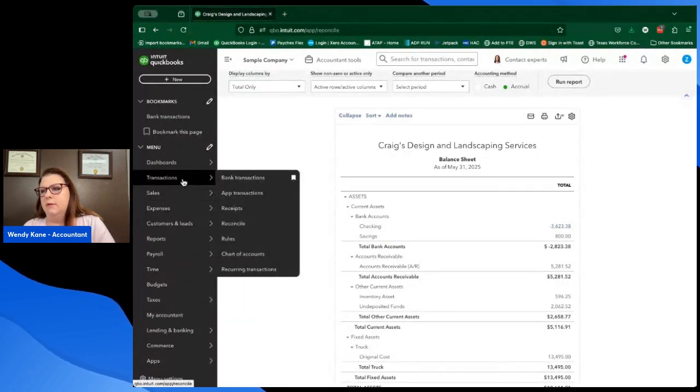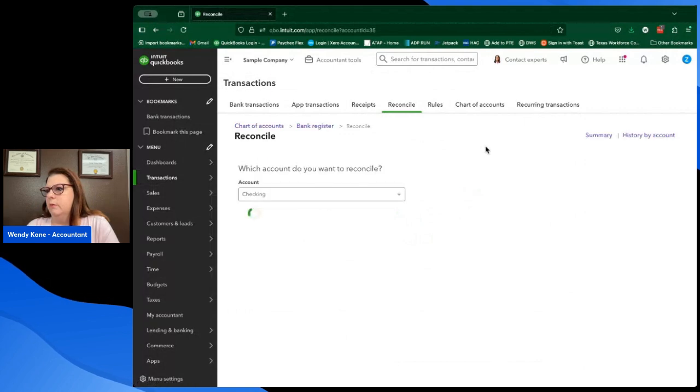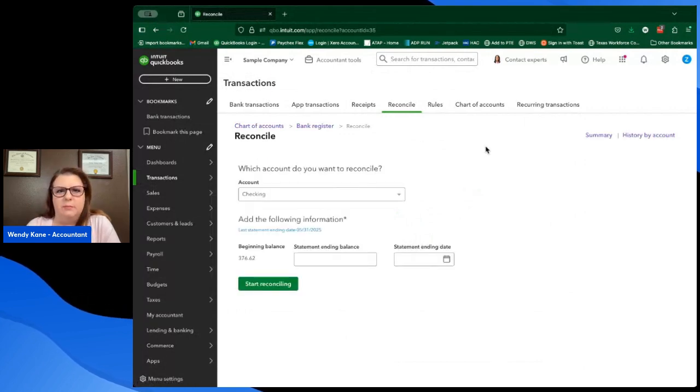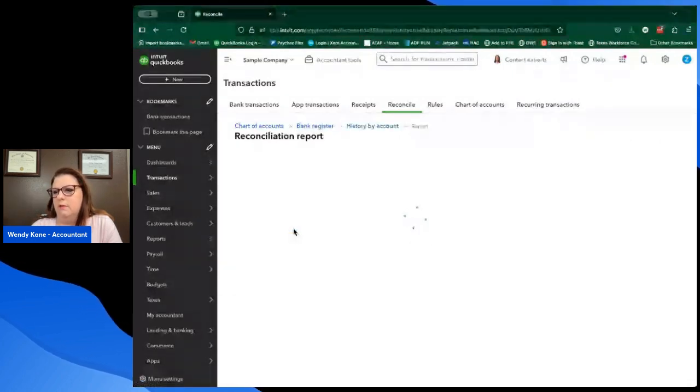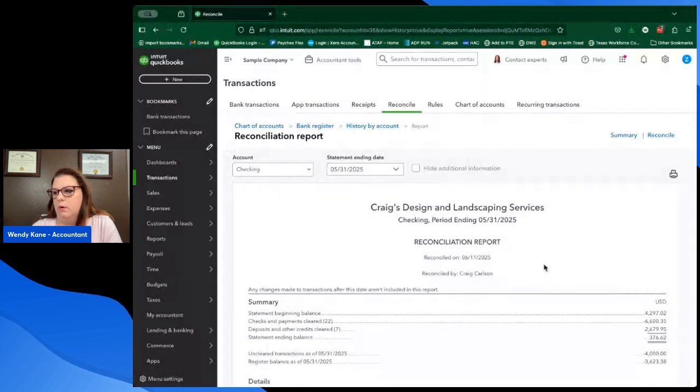And I promise this is going to be quick. It's not going to be painful. And you don't have to be a CPA to understand this part. Okay, so if we look here, you can go right here to see what we just reconciled. You can also look in the bank register, but that's a little harder to find. So we're going to look back at the report.